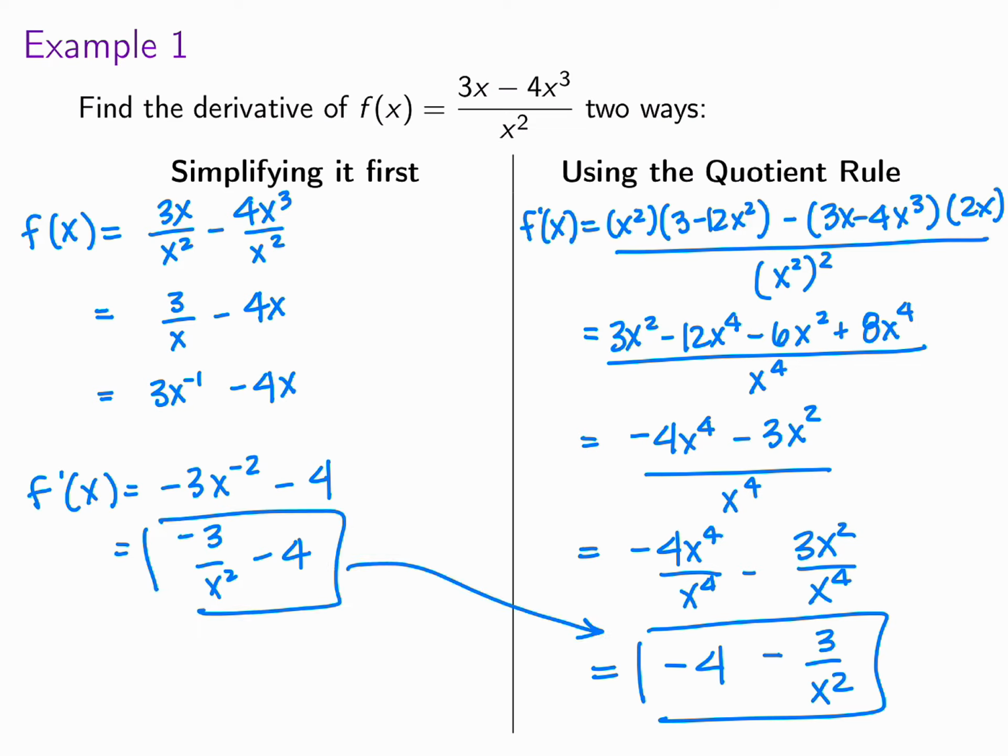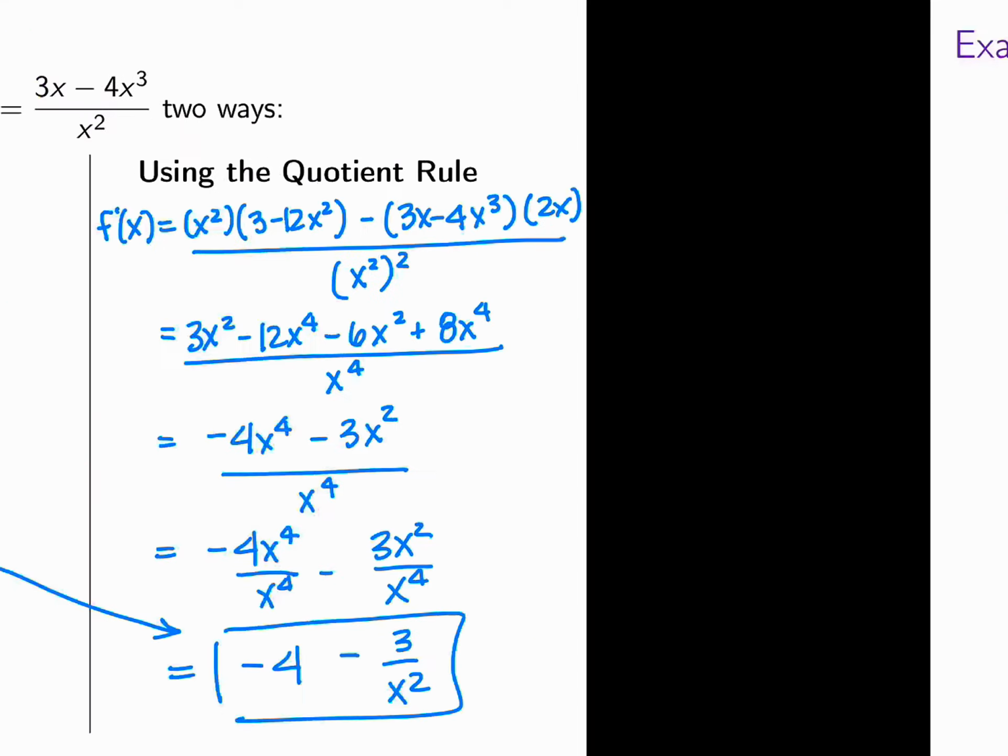So whichever way we do this problem, we have a choice. Both ways turn out with the same answer, which is good. All of our derivative rules should be consistent. All right, let's do another example.